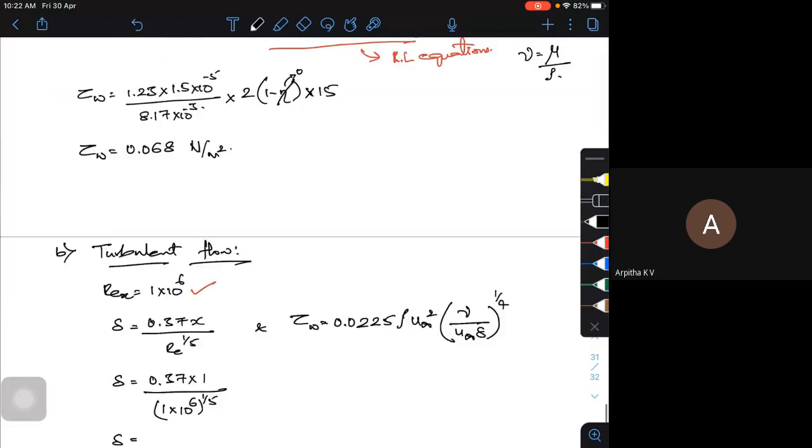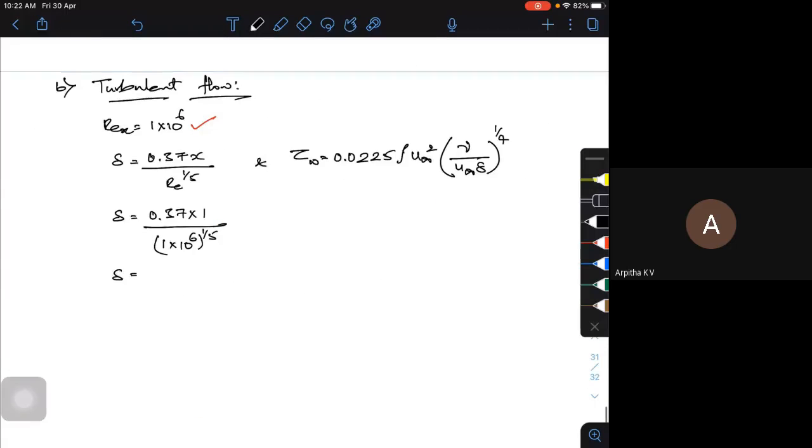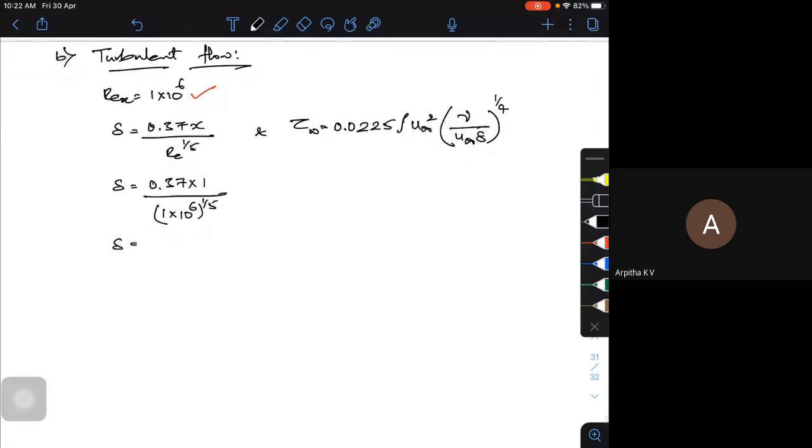So what is the value of delta? It should be much bigger than what we got, more than 8. So I should get around 20 or something. How much? 0.023, sir. 0.023, okay, so that is meters. So I can take it as 23 millimeters. This is the boundary layer thickness.